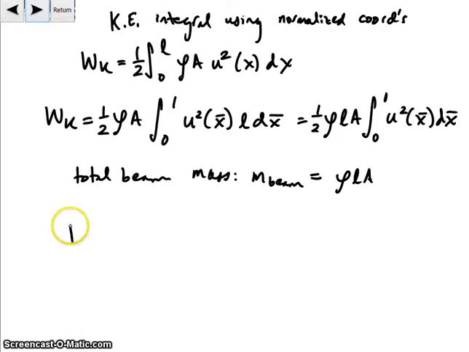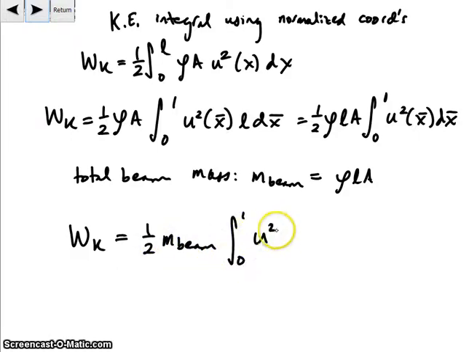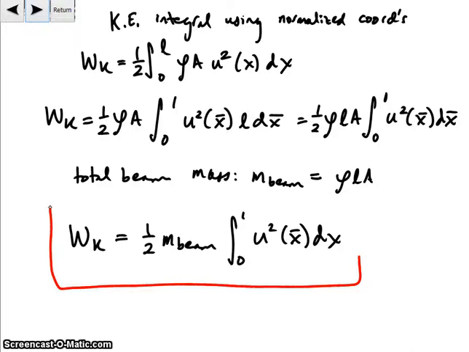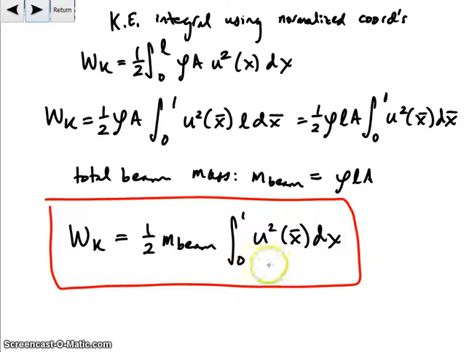So we could write that WK is equal to 1/2 m beam times the integral from 0 to 1 of u dot squared of x bar dx bar. Another useful thing: we're calculating a kinetic energy integral in normalized coordinates here. The way we calculate the kinetic energy integral is basically the integral of the displacement squared.